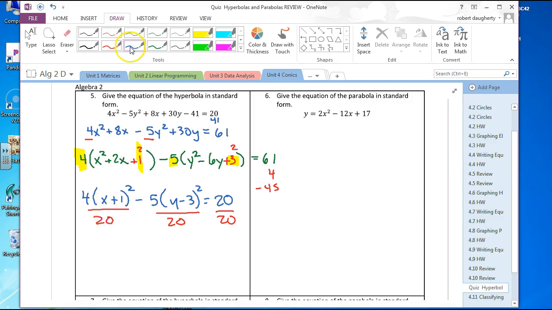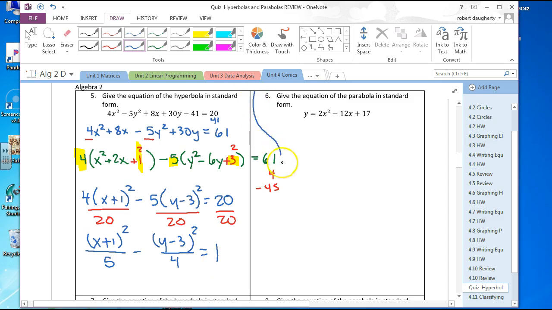And you end up with (x + 1) squared. 20 divided by 4 is 5. Minus 25 divided by 5 is 4. (y - 3) squared over 4 equals 1.